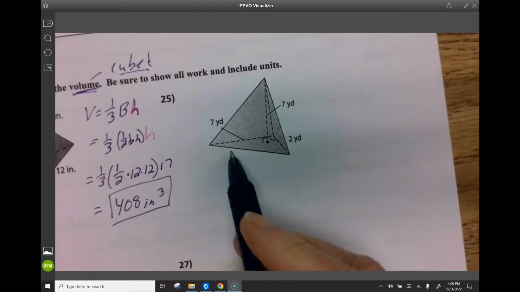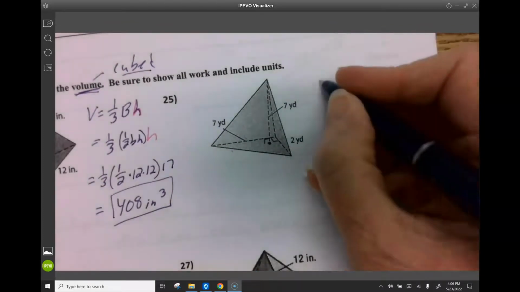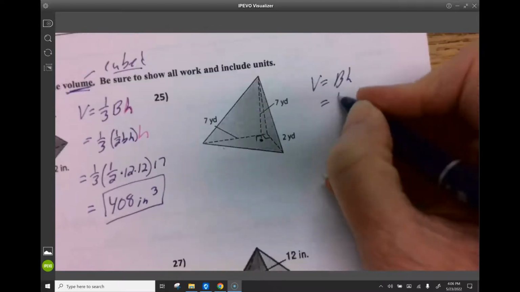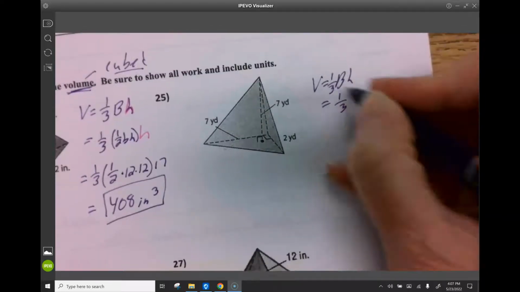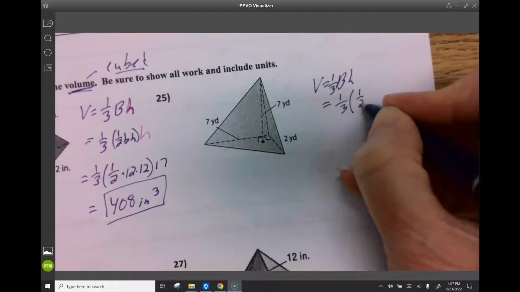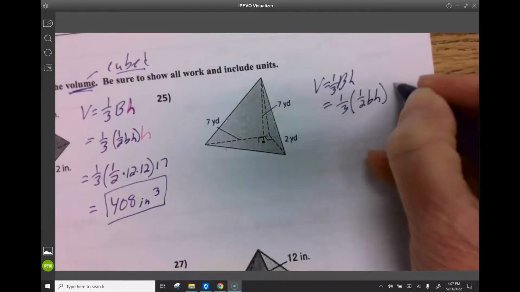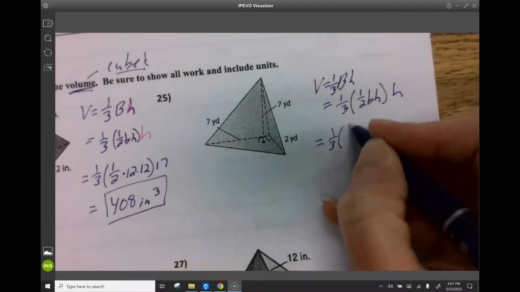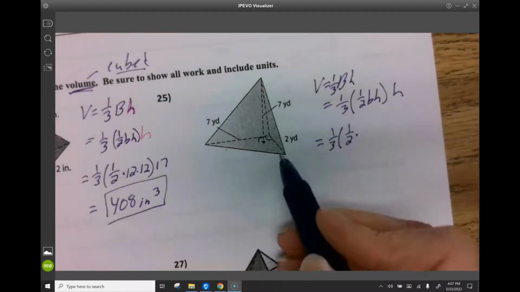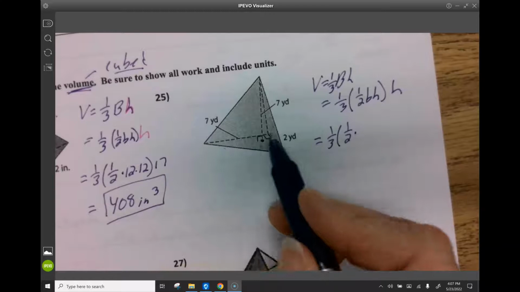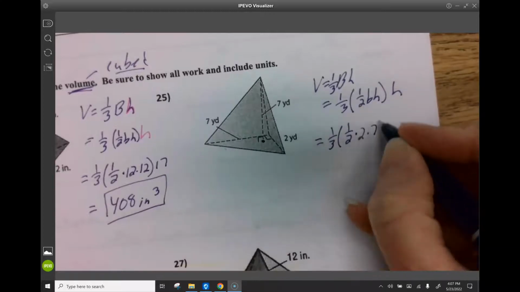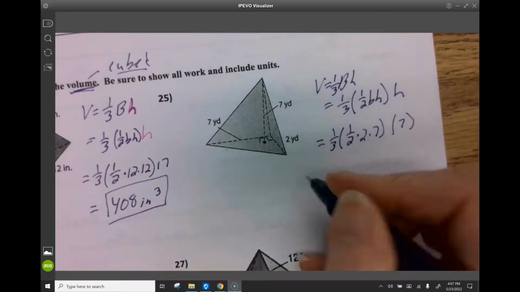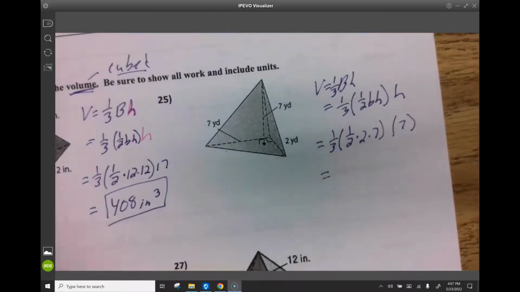Okay, look at this one. Again, I have a triangular base. So I have to use area of the base times height. So that's going to be 1/3 area of the base times height, times 1/2 times base times height. Then I'm going to multiply times the height of the pyramid. So I have 1/3, 1/2. Okay, my triangle is a 2 by 7, and the height of my pyramid is also a 7. That's kind of confusing, isn't it?